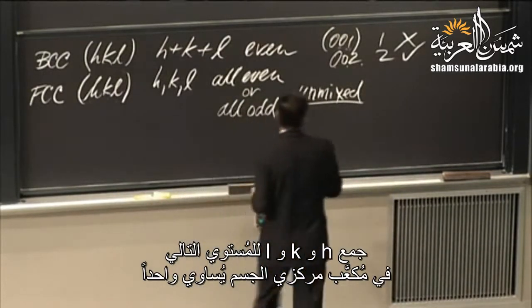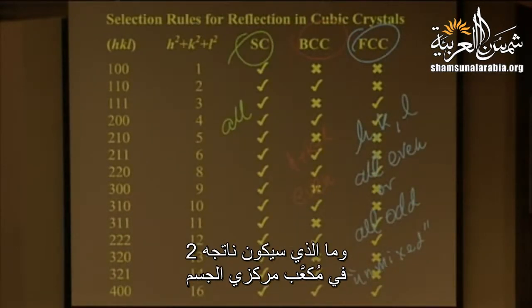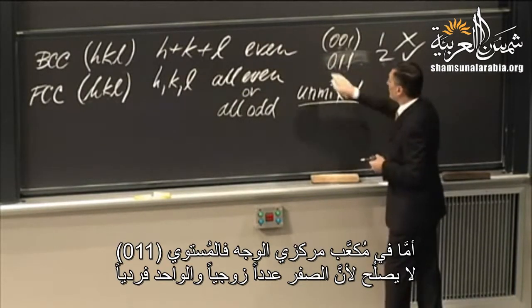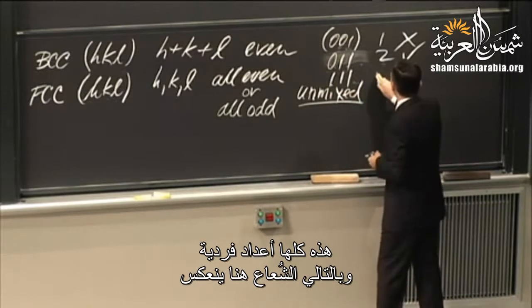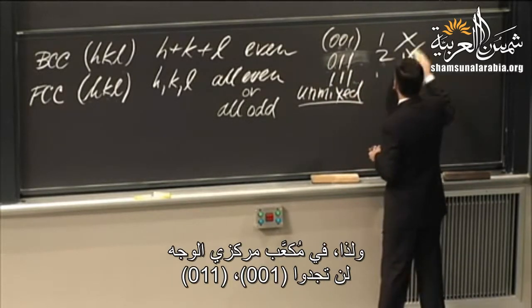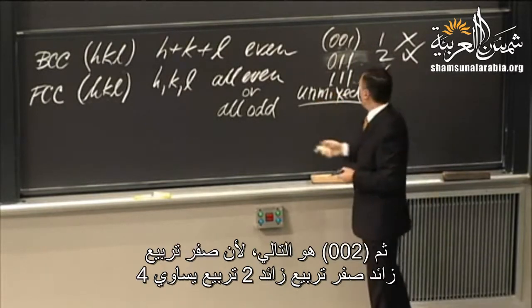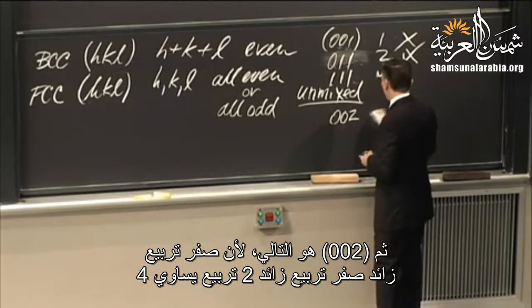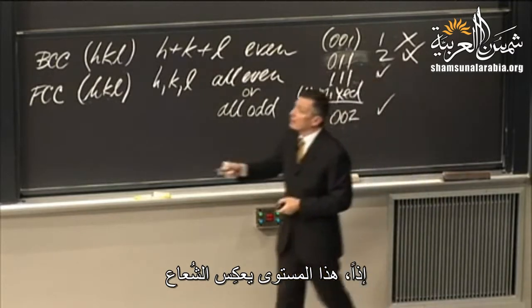So the next one here is in the sequence, this sums to 1, and what would sum to 2? It would be 0, 1, 1. And 011 doesn't work either because 0 is even and 1 is odd. The next one in the sequence is 111. These are all odd, so that one reflects. So in FCC, you don't see 001, 011, but 111 does reflect. And then 002, which is the next one, because 0 squared plus 0 squared plus 2 squared is 4. This is even, even, even, so that one works. And so there's the sequence.